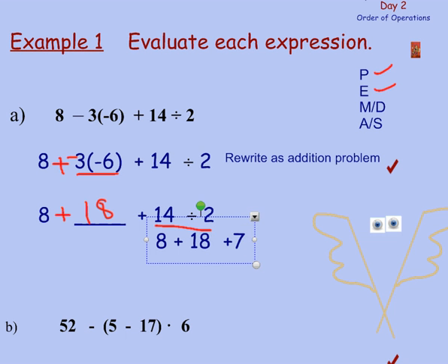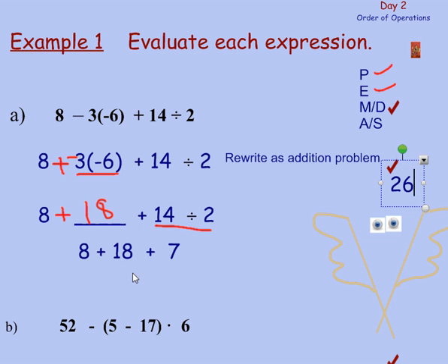It's a nice thing to show each one of your steps in here, just in case you make a mistake or somebody else needs to follow it. Any more multiplication or division? Nope. Okay, so I'm done with that. Now I go to addition and subtraction from left to right. 8 plus 18, I believe, is 26. Then I'm going to add 7 to it. So I'll bring that over, and I believe the answer is 33.